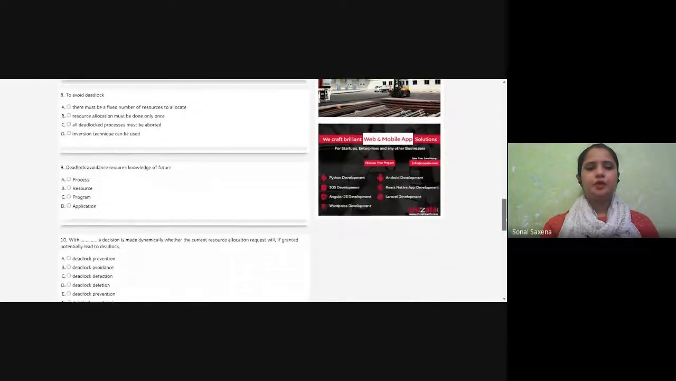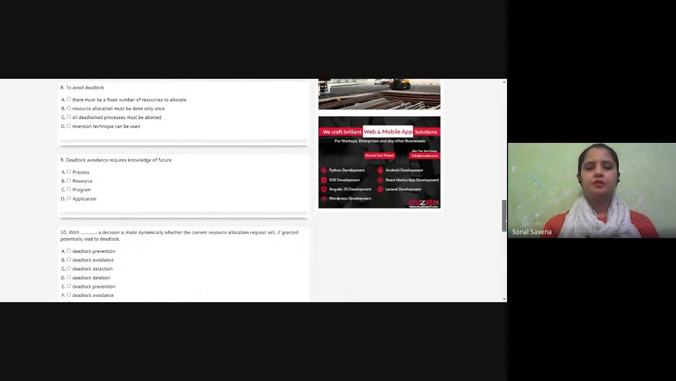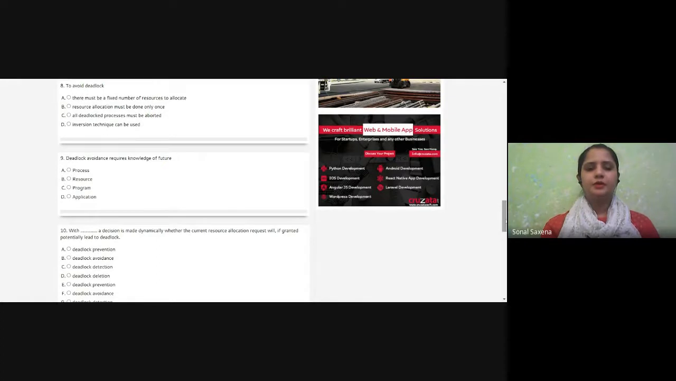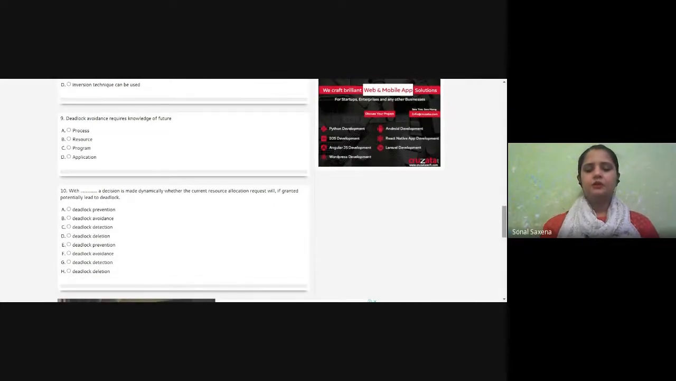The 8th question says, to avoid deadlock, what should we do? We have seen the question already. Quickly answer the question. It is very simple. And the 9th question says, deadlock avoidance requires knowledge of the future: process, resource, program, or application, any one of them. And simply the 10th question, which says, a decision is made dynamically whether the current resource allocation request will, if granted, potentially lead to deadlock: prevention, avoidance, detection, or duration. Here are the examples for you.